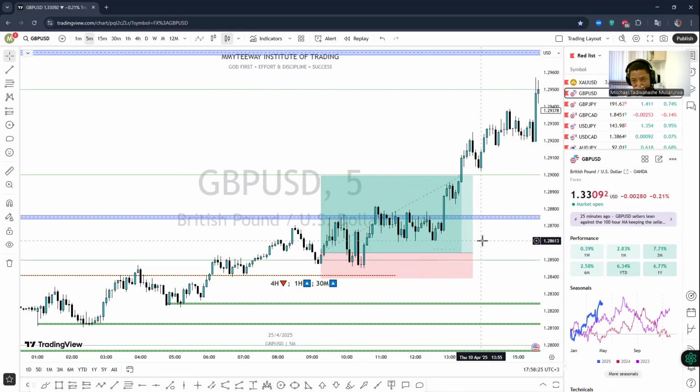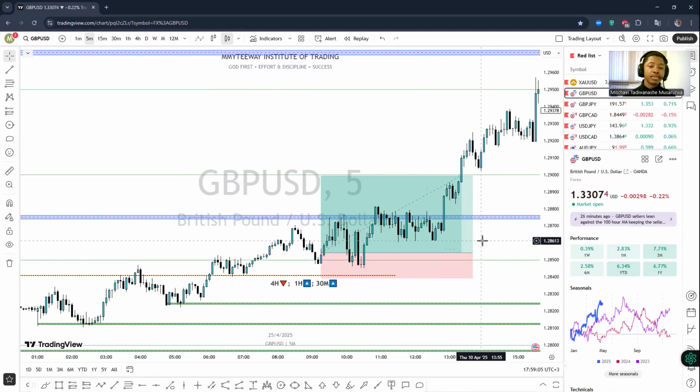Why do I call them psychological levels? If you Google even right now, maybe using ChatGPT or directly on the browser, psychological levels are believed to be where big institutions put their take profits, stop losses, buy orders and sell orders, right? So these are where there will be a lot of orders, right? So there is a lot of rejections and a lot of reactions on these levels.